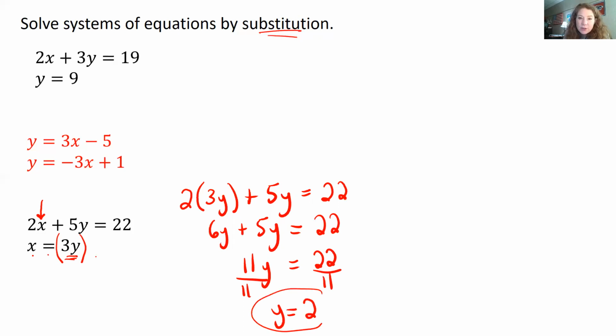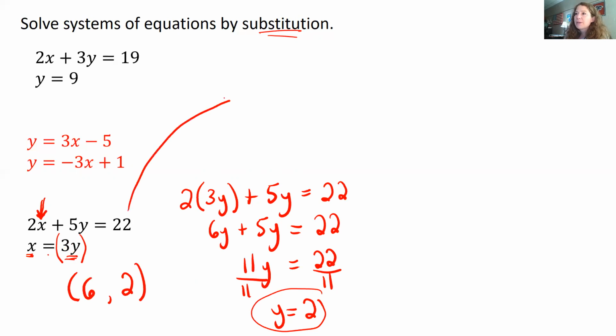Am I finished yet? Do I know what x is yet? I do not. I don't know what x is, but I know y is equal to 2. So I could either plug in 2 into the first equation and solve for x, or look how simple the second one looks. It says that x is equal to 3 times y. Well, I know that y is 2, so 3 times 2 is 6.